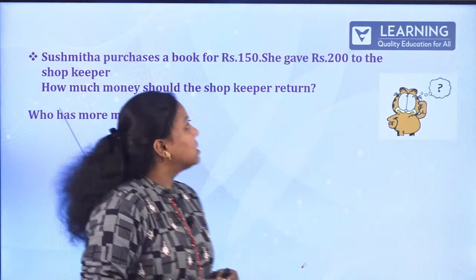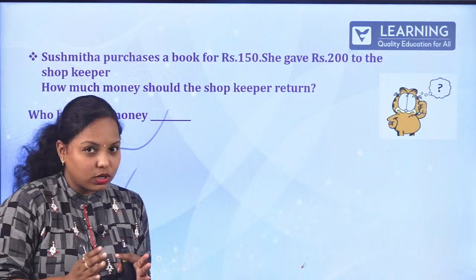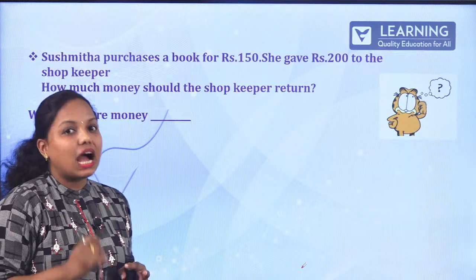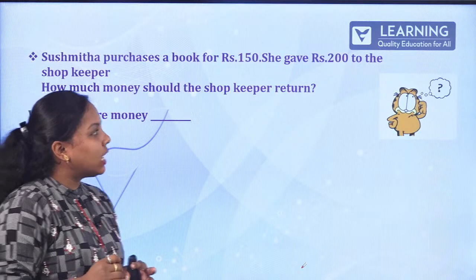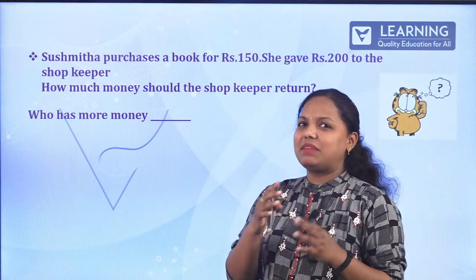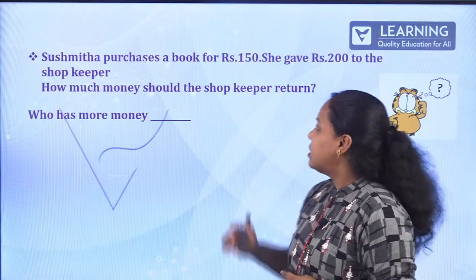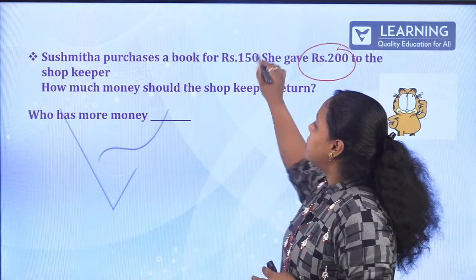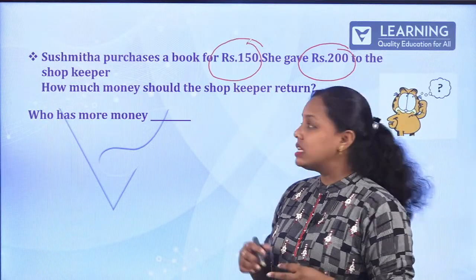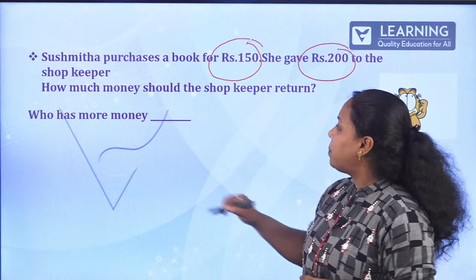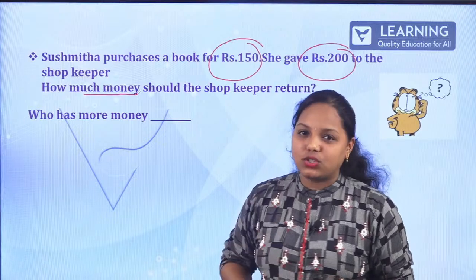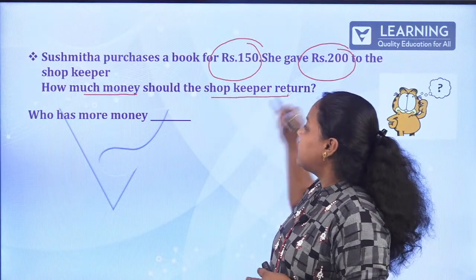Sushmita purchases. Well, all these problems are taken from your textbook, so please pay attention. Sushmita purchases a book for rupees 150. Now, she gave rupees 200 to the shopkeeper. This example is the same as the vegetable seller example, right? So now she has given 200 rupees, but the cost is just rupees 150. How much money should the shopkeeper return? What is the extra change he has to give? Remaining change.